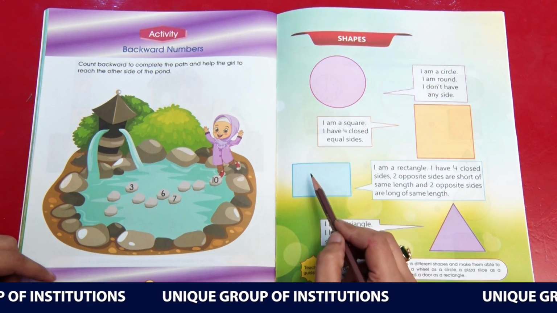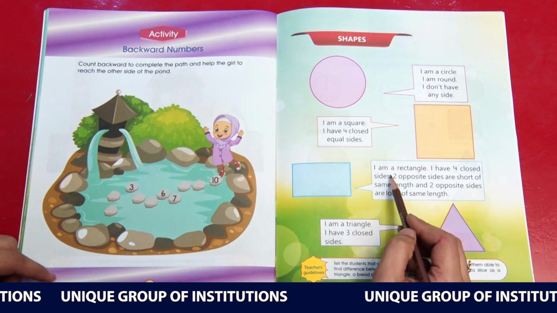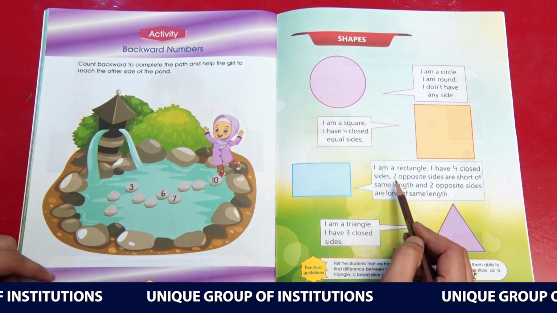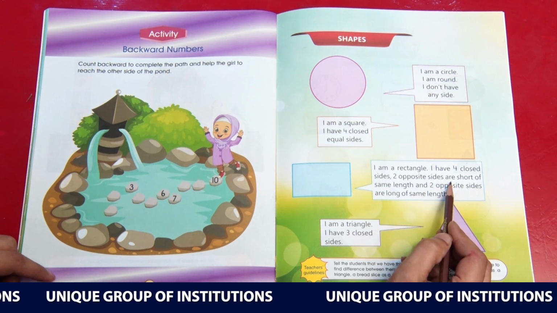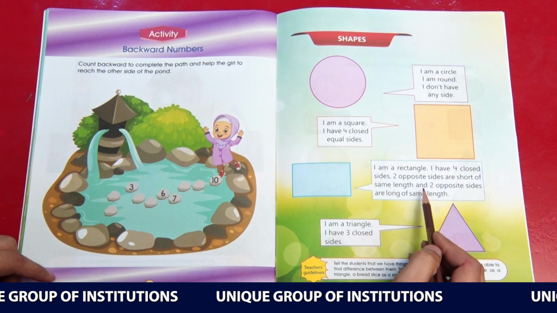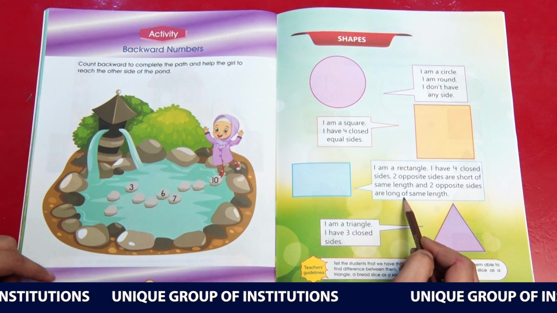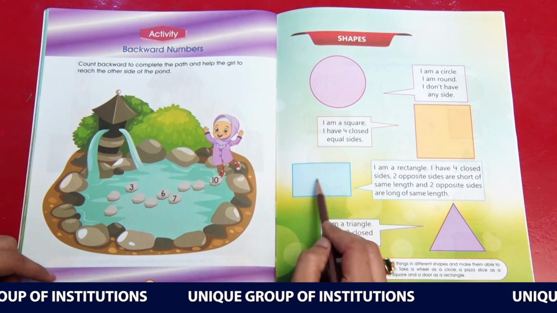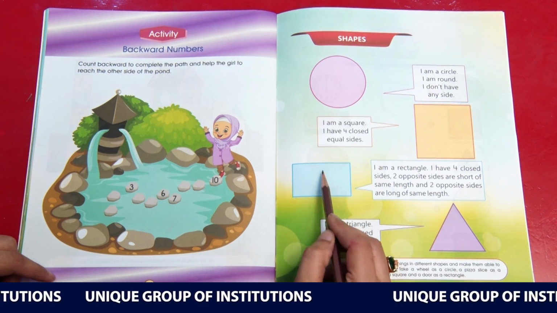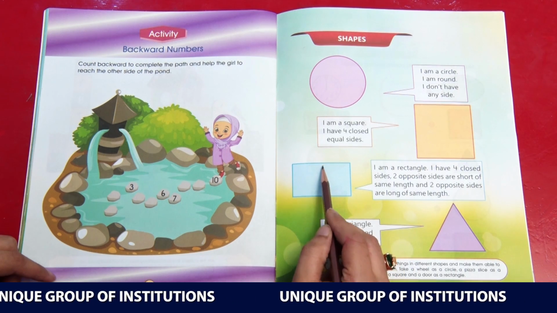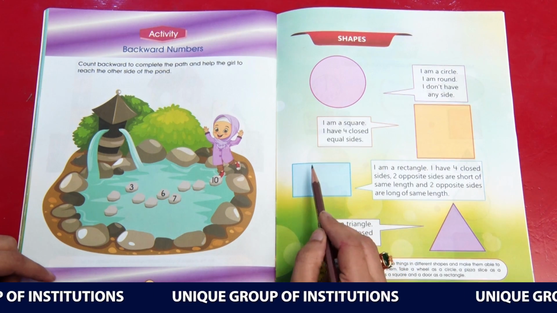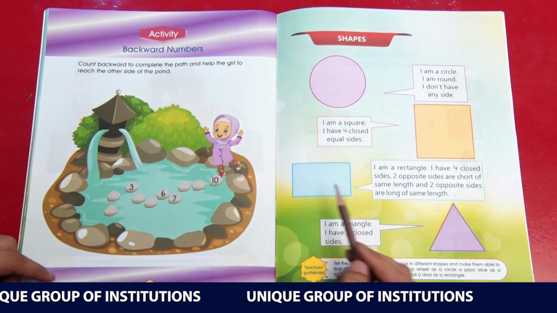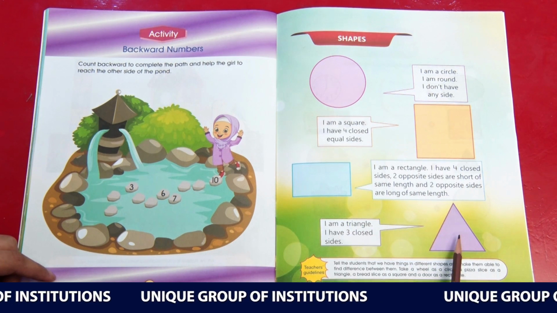Next we have rectangle. I am a rectangle. I have four closed sides. Two opposite sides are short of same length and two opposite sides are long of same length. As you can see, these opposite sides are same and these opposite sides are same, but these two sides are long. So this is rectangle.